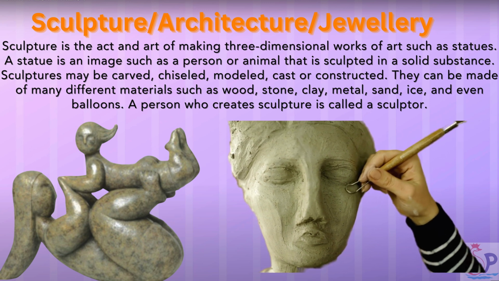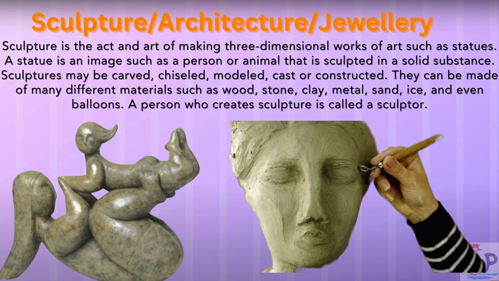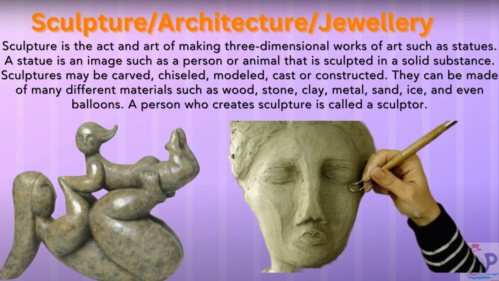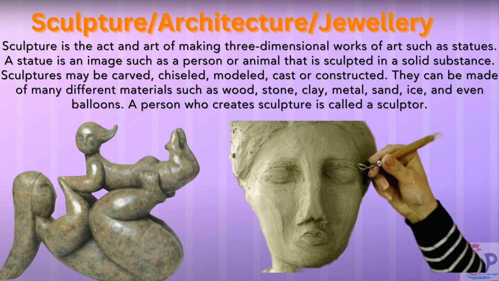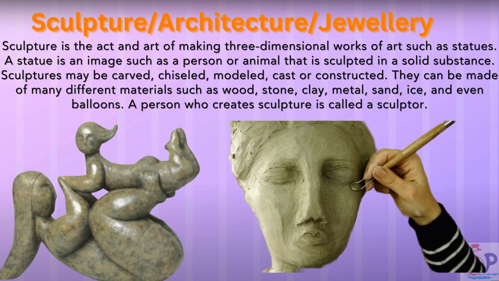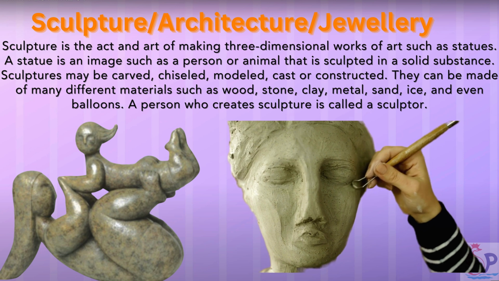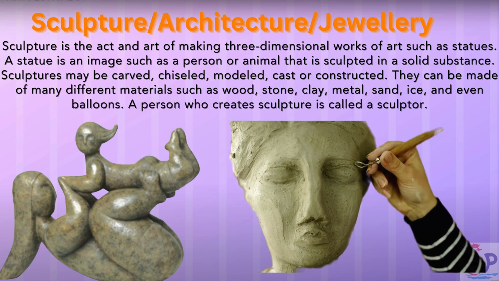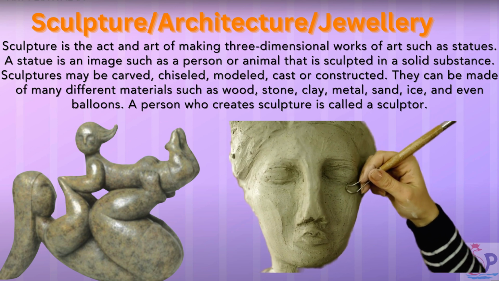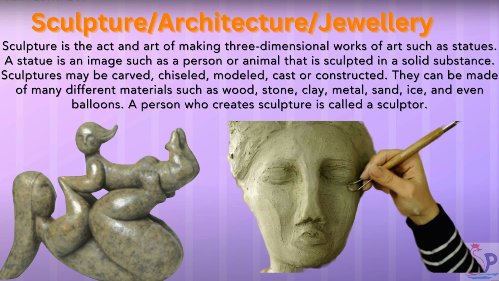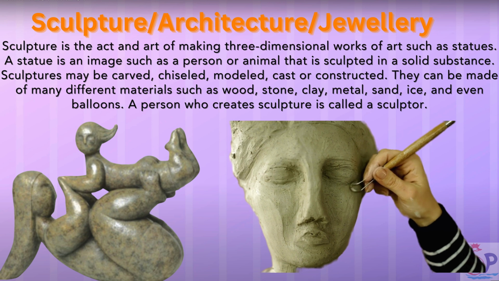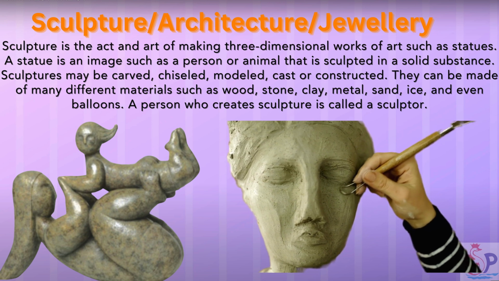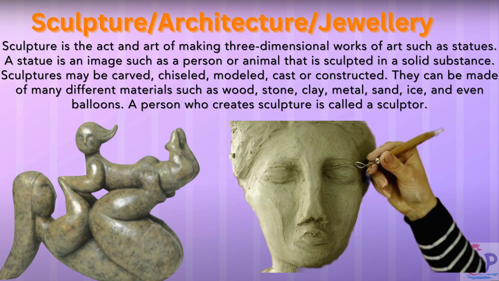Sculpture, architecture, jewelry. Sculpture is the act and art of making three-dimensional works of art such as statues. A statue is an image such as a person or animal that is sculpted in a solid substance. Sculptures may be carved, chiseled, modeled, cast or constructed. They can be made of many different materials such as wood, stone, clay, metal, sand, ice, and even balloons.